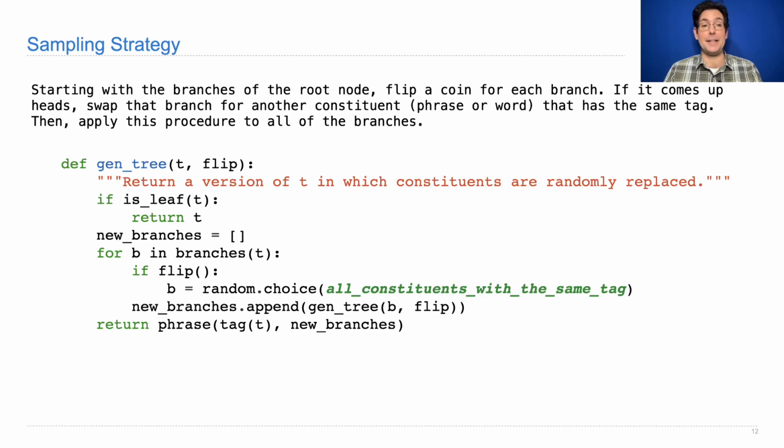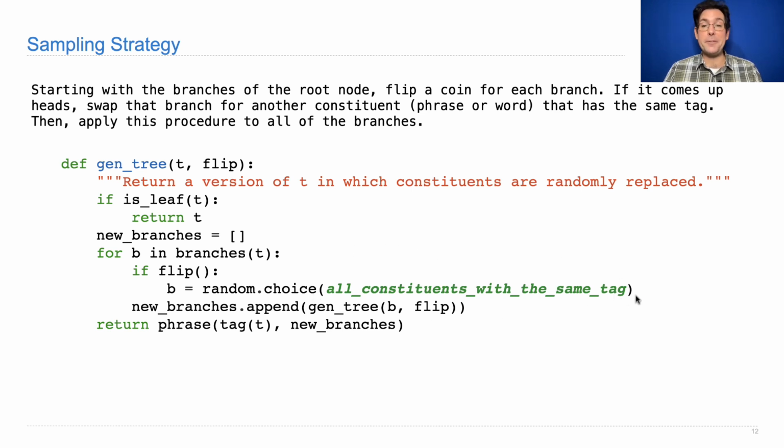What's the code look like? Well, we start with some tree that represents an actual sentence that was said. If it's a leaf, we're done. Otherwise, we give it new branches. For every B, we flip a coin. If that comes up heads, meaning a true value, then we come up with a new B, which is a random choice from a list of all of the constituents from other sentences with the same tag.